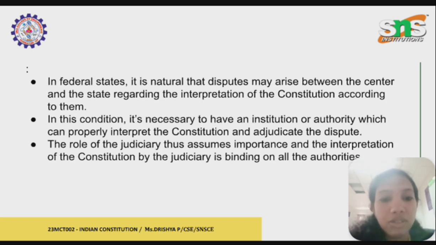In federal states, it is natural that disputes may arise between the center and the state regarding the interpretation of the constitution. In this condition, it is necessary to have an institution or authority which can properly interpret the constitution and adjudicate the dispute. The role of the judiciary thus assumes importance, and the interpretation of the constitution by the judiciary is binding on all the authorities.